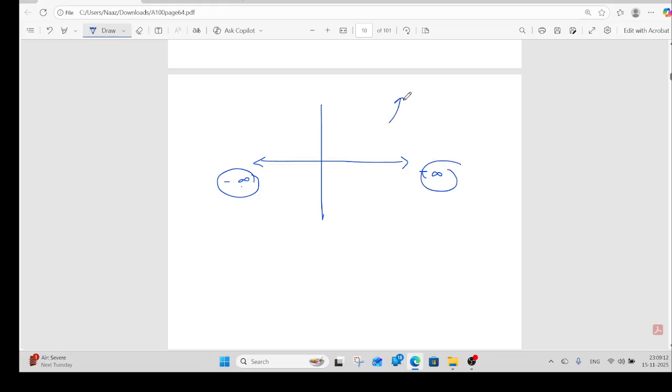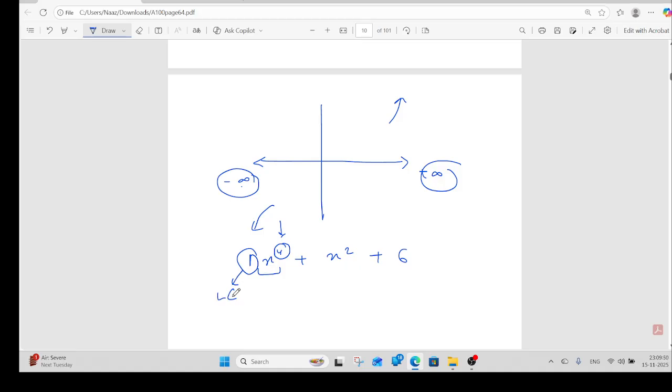Is the graph going to go upward or downward? Basically, the end behavior depends on two things: the degree of the polynomial. Degree means highest power. Like if I have x to the power 4 plus x square plus 6, the degree of this polynomial is 4. And the leading coefficient. Leading coefficient means the number in front of the highest power. So highest power is 4 and the coefficient of x to the power 4 is 1, right? So leading coefficient is 1.